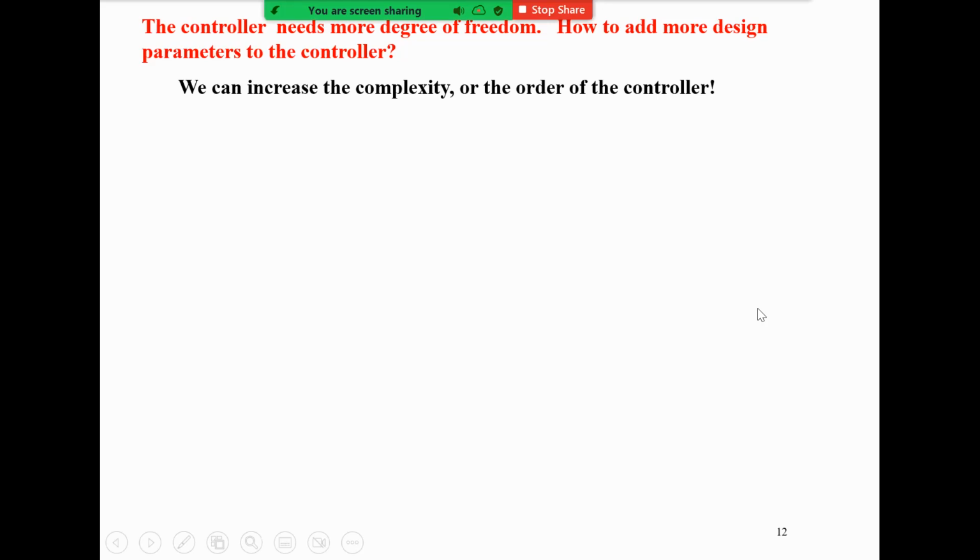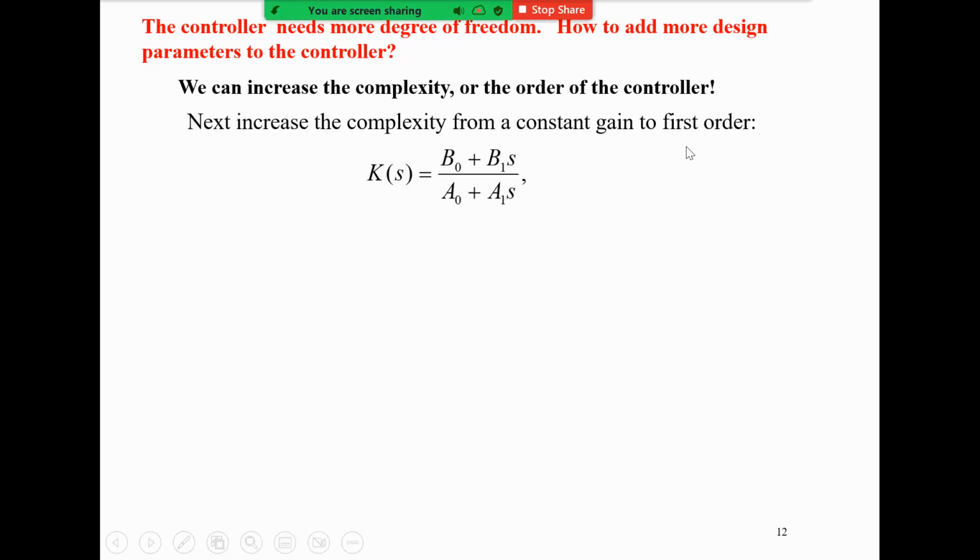So the proportional control we call zero order, right? It's just a constant. Now the next step you want to try is the first order controller. For the first order controller, the numerator and denominator are just polynomials of first degree. Now you can say, actually now you have 4 design parameters, right? Previously you only had 1.